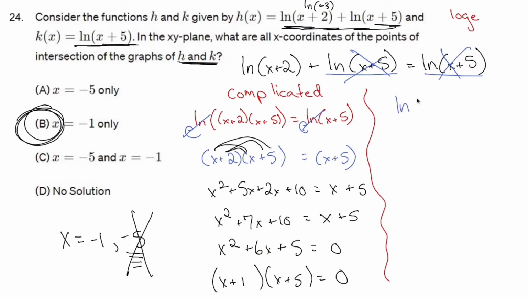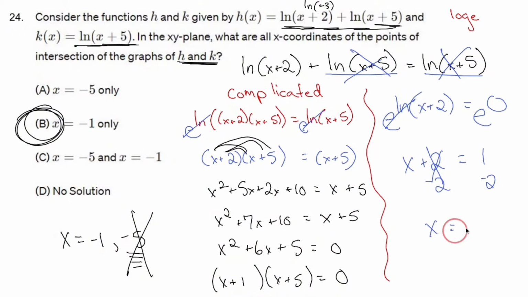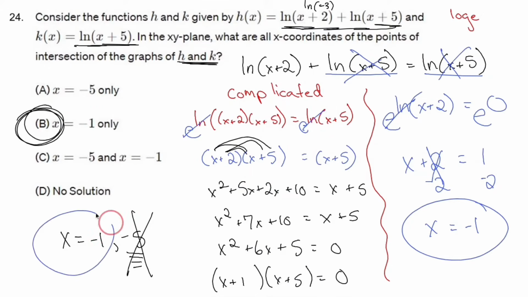So you have ln of (x + 2) equals 0. So you take e to the power of both sides. That makes that ln go away, leaving you with x + 2 = e^0. Anything to the 0th is 1. Subtract 2 from both sides. 1 minus 2 is -1, just like we got right here.